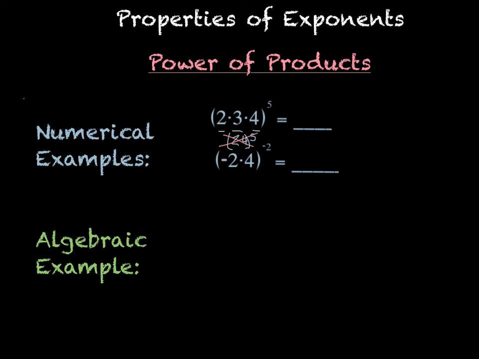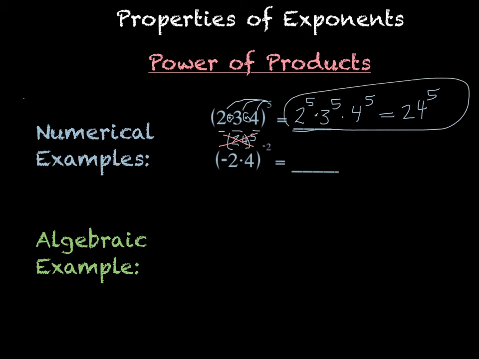So how we want to think about it here is we put the 5 in with each part. Since they're all multiplied, we can put the 5 in. So it would be 2 to the 5th power times 3 to the 5th power times 4 to the 5th power, which is also equal to that 24 to the 5th power. So either way of these is technically correct.